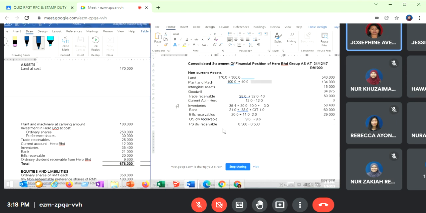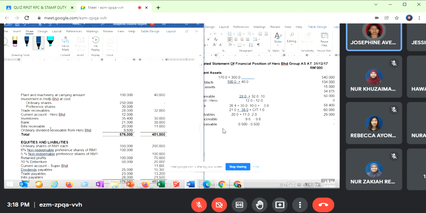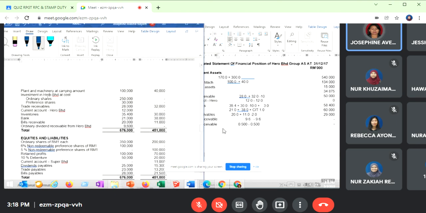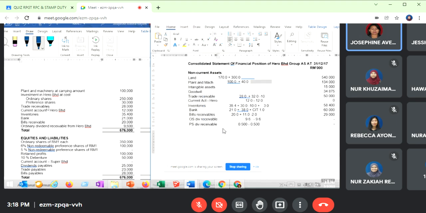So you go to the investment in subsidiary, for both ordinary and preference share. This will not appear in your consolidated account. So you will just ignore this item. Maksudnya jangan letak di dalam statement of financial position. So instead you replace it with the goodwill here. You replacekan dengan goodwill. Just leave it blank.